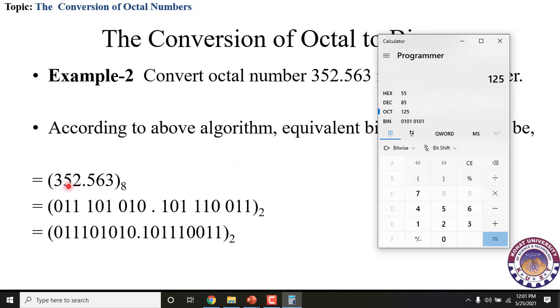Again here we will validate this conversion, 352.563 to the base 8. Because this is an octal number, I will click on octal. Already our octal is selected. So first I will delete the previous inputs. Now 352 is the octal number. When we convert this 352 to the required binary number, it is 11101010.